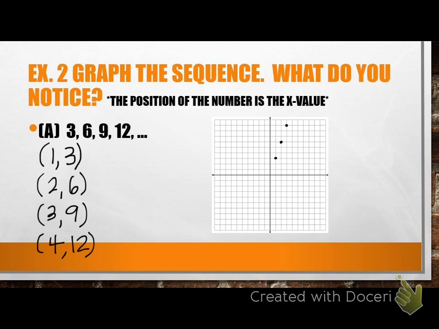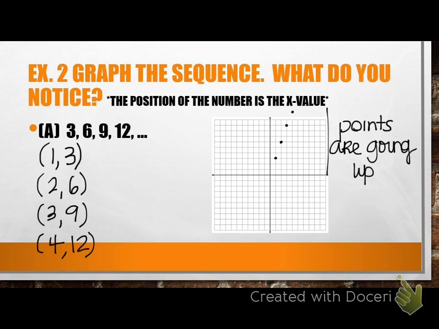I'm going to go right 4 and up 12. And I'm going to have to go a little bit off of my graph. But what do you notice about this graph? What are those points doing? Going up. Okay, the points are going up. All right, so that's pretty simple.